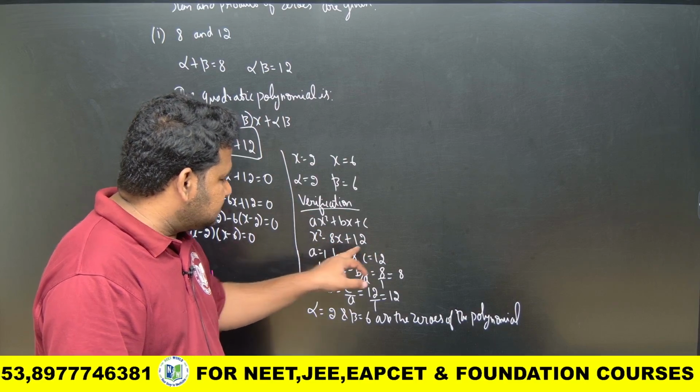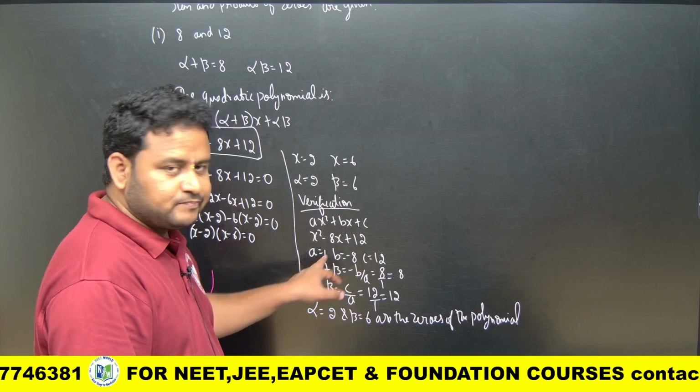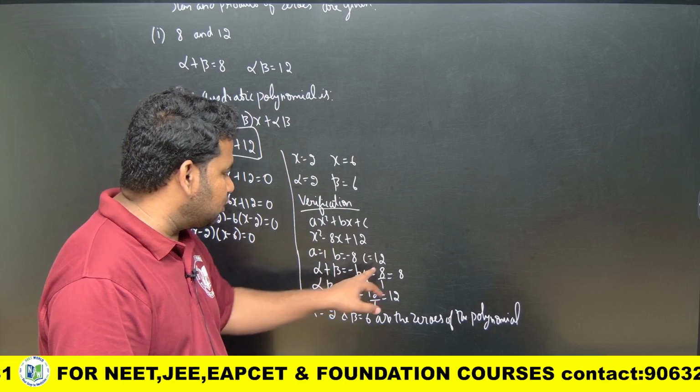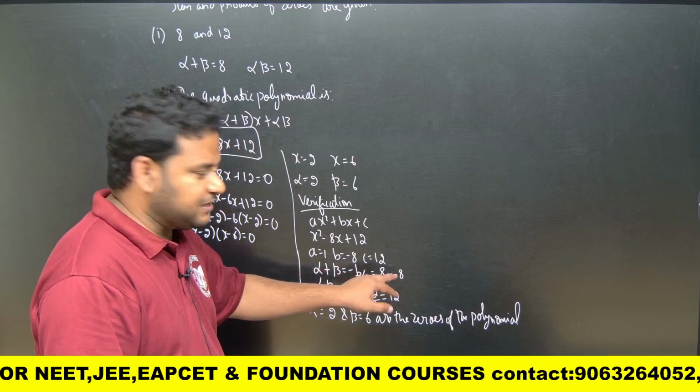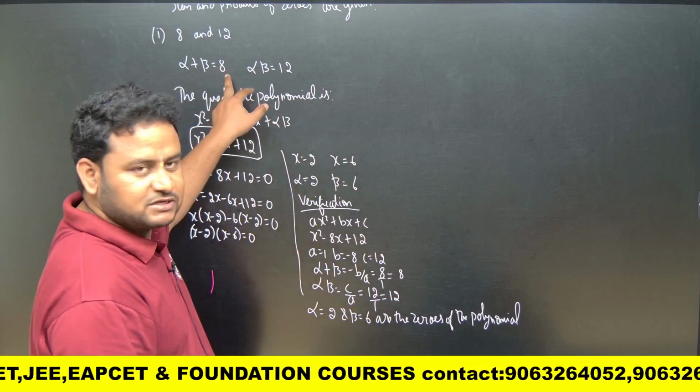Okay, then same thing I wrote. What is the equation I got? I wrote a is equal to 1, b is equal to minus 8, c is equal to 12. So alpha plus beta is equal to minus b by a, I got 8, and here also it is 8. Alpha plus beta is equal to 8.